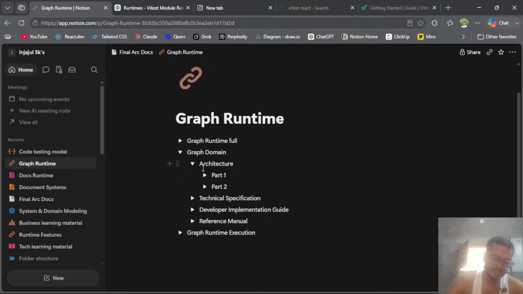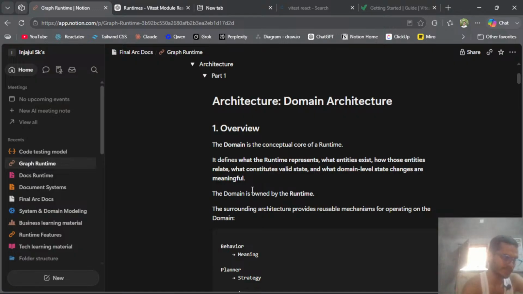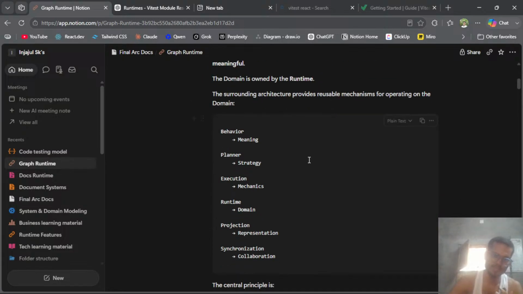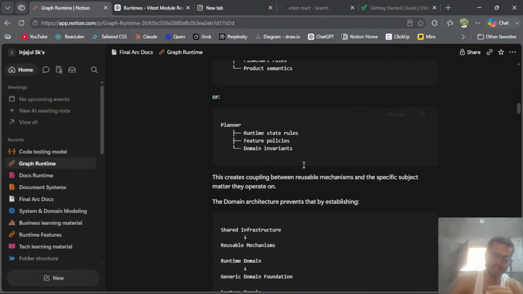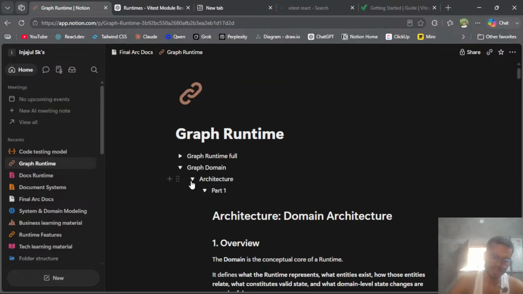So this is the overall architecture of my graph domain. The architecture answers very simple things: what exists, what communicates, which means what and where. This is the document. You can see it's very long and very intuitive. So this is the architecture.